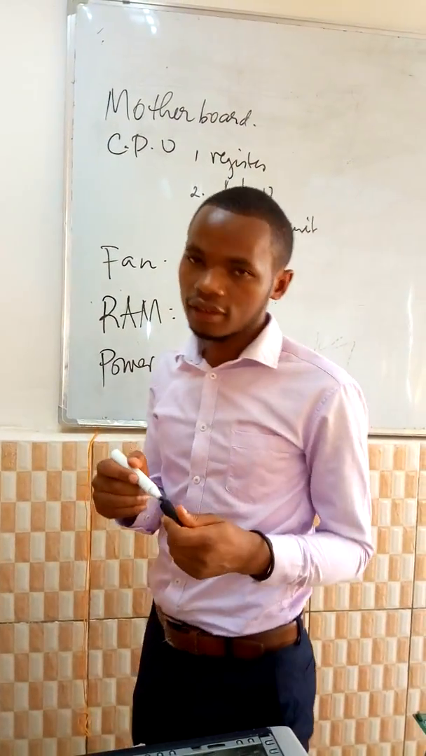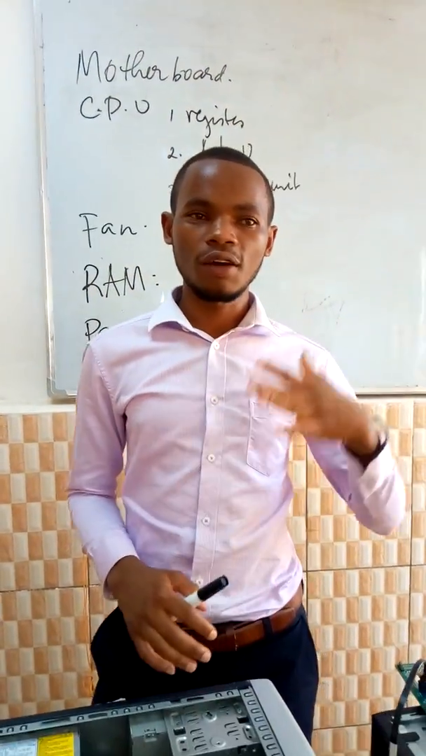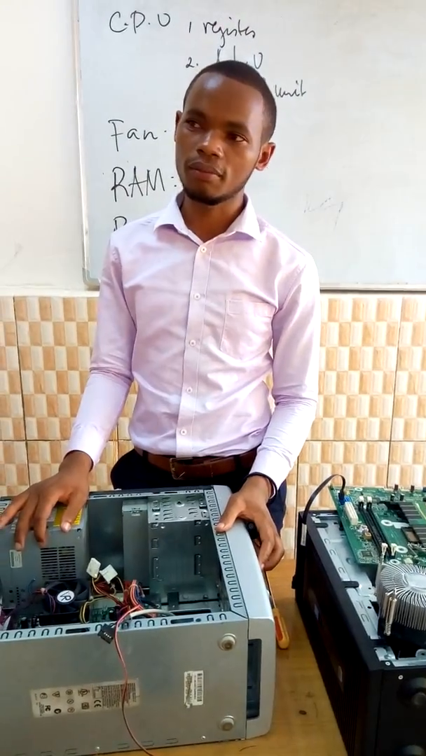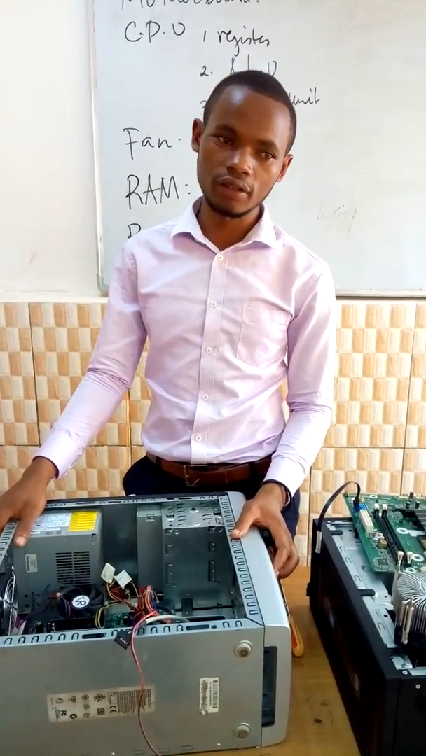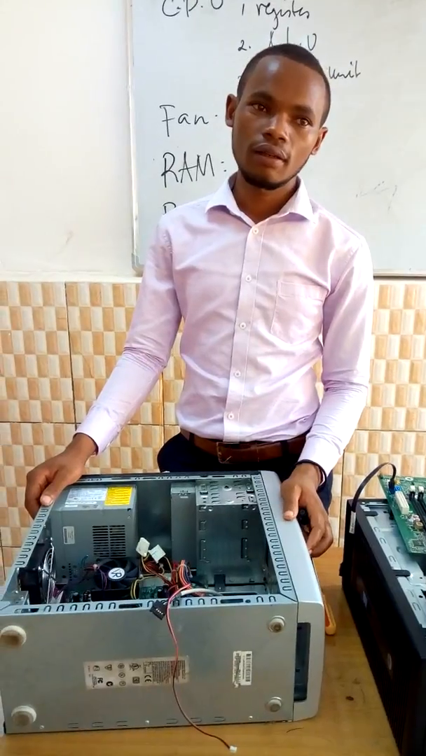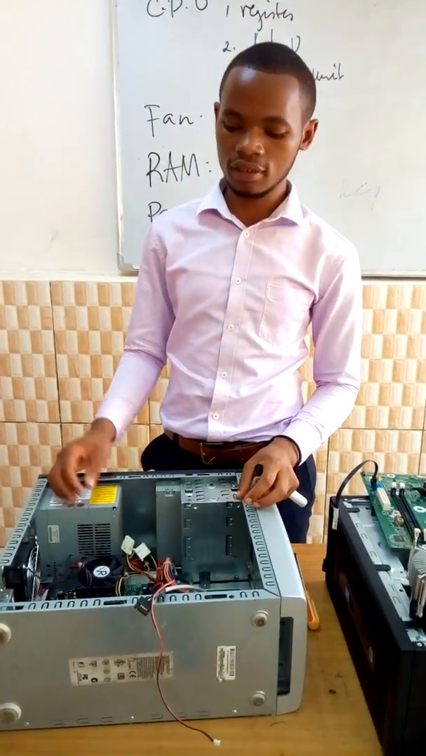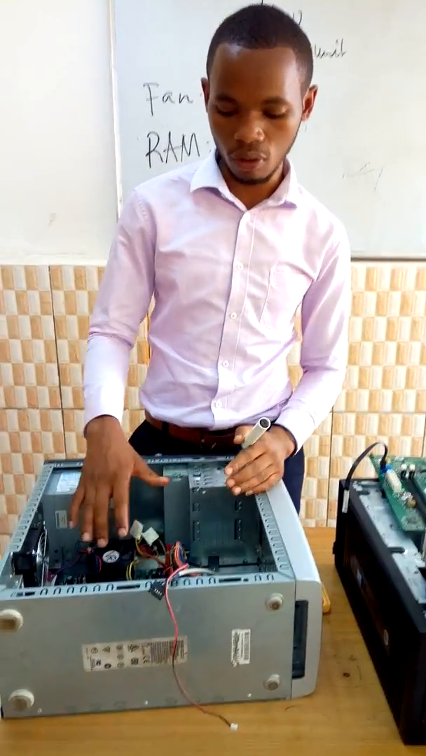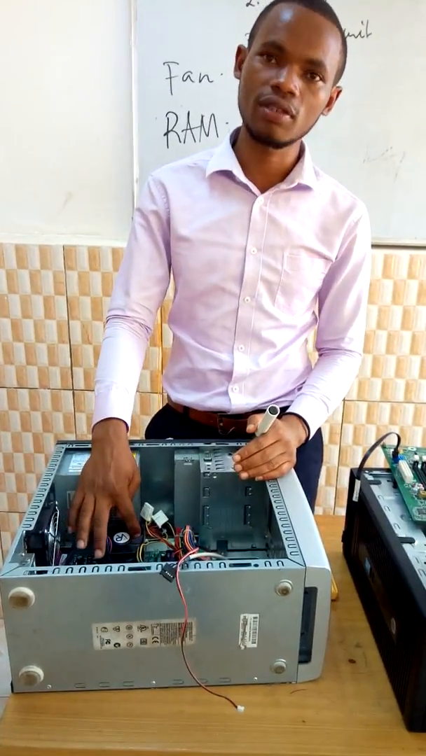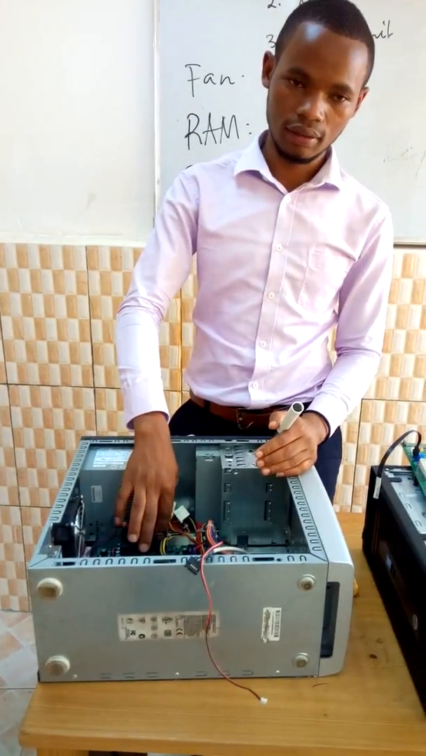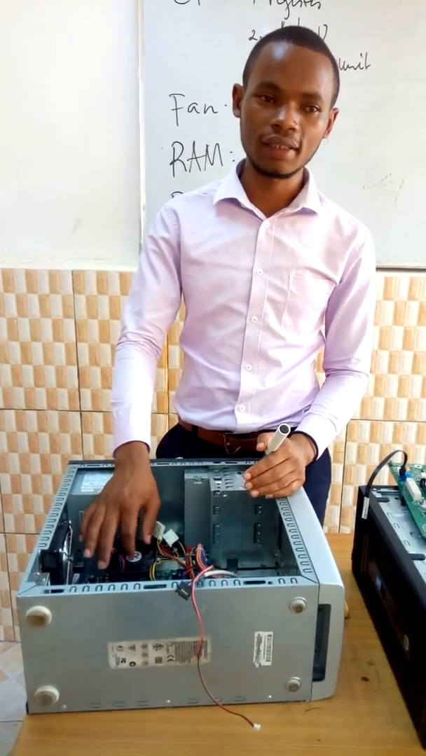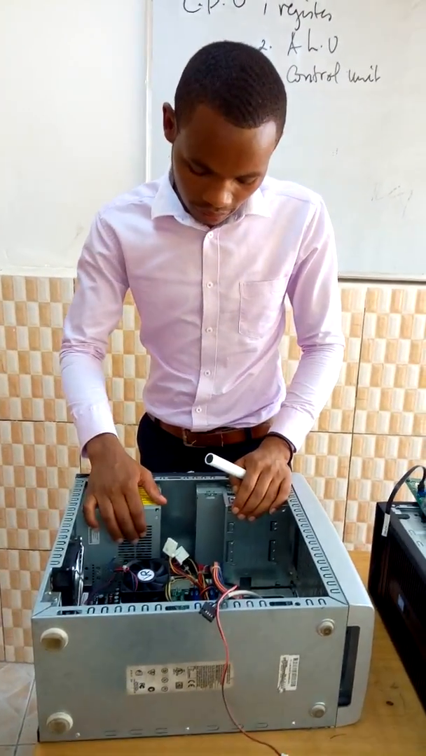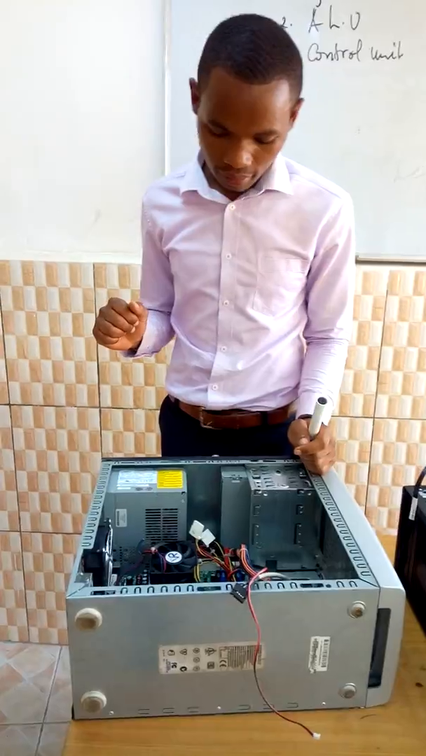The power supply is an electronic device responsible for taking the alternating current from different sources like hydroelectric power, then converting the alternating current to direct current, because all components inside of the computer use direct current. So this is the use of the power supply.